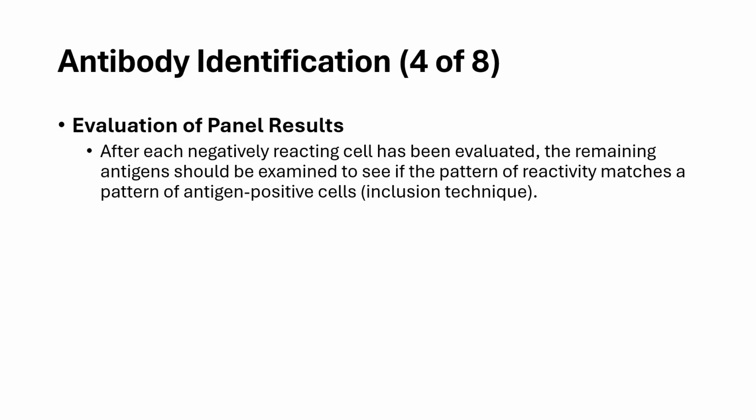There's also an inclusion technique. The inclusion technique is used to confirm the presence of specific antibodies. It looks for a consistent pattern of reactivity in all cells that express a certain antigen. If all cells positive for a particular antigen react with the patient's serum and all cells lacking that antigen do not react, it supports the presence of an antibody directed against that antigen.